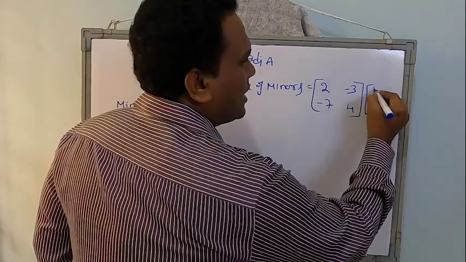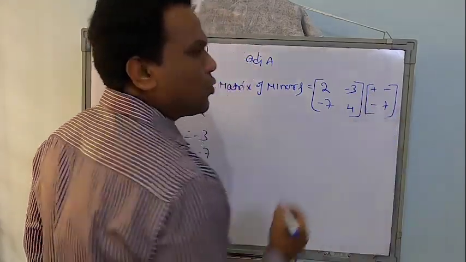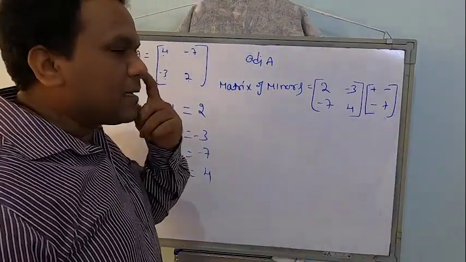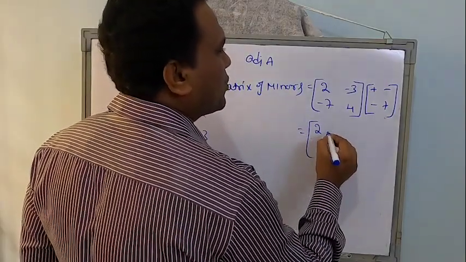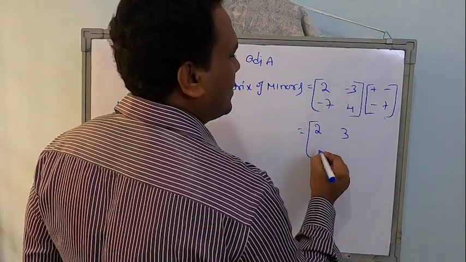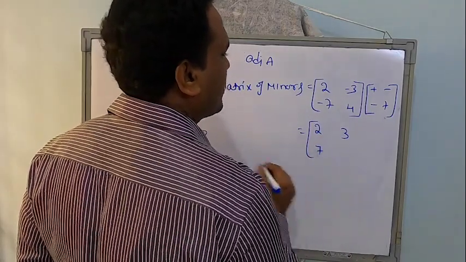To this, you multiply the sign matrix. For a 2 cross 2, what is the sign matrix? Plus, minus, minus, plus. Multiply the sign matrix. So what do you get here? 2. Then it's going to be 3. Then this is going to be 7.